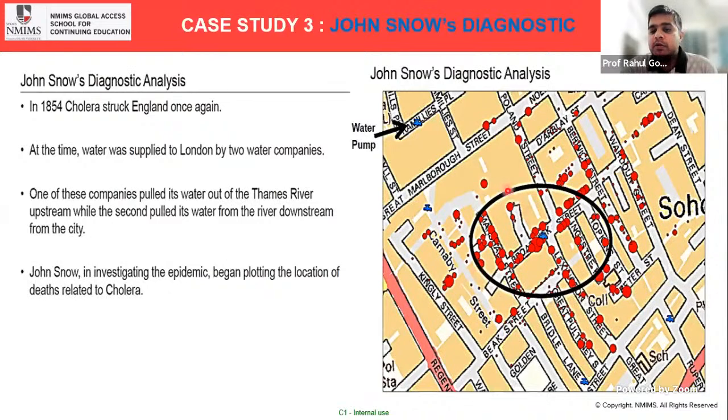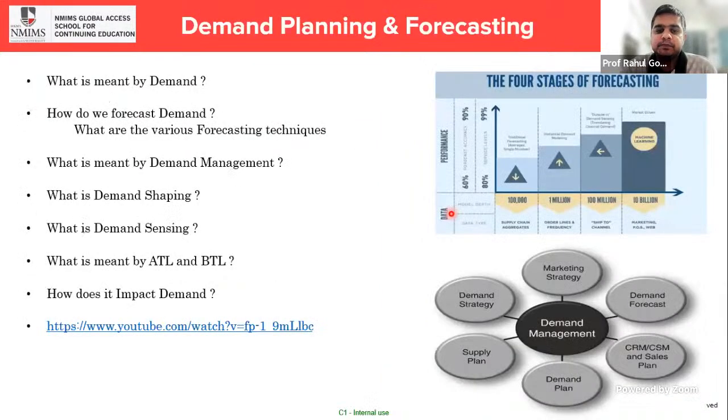So this was also very early, almost, we are talking 19th century, where analytics was performed to identify the root cause behind an epidemic.